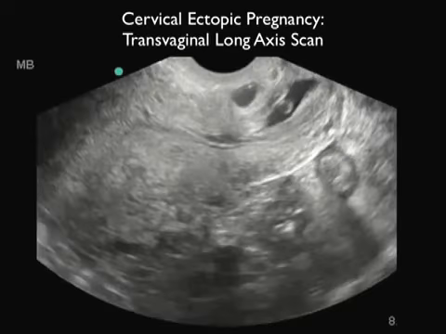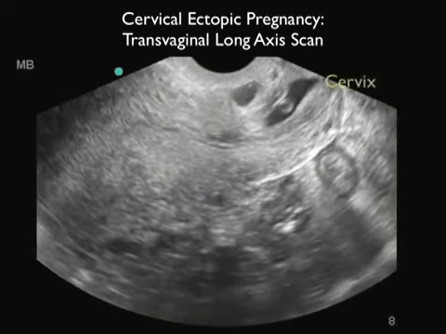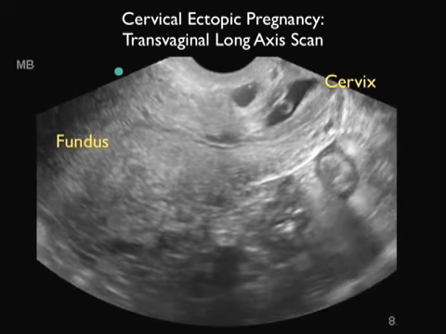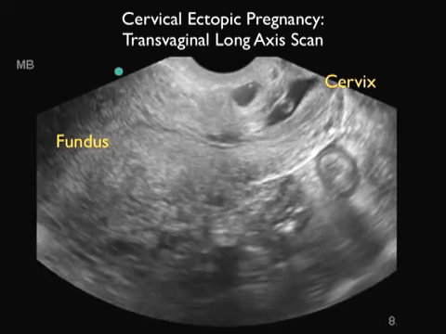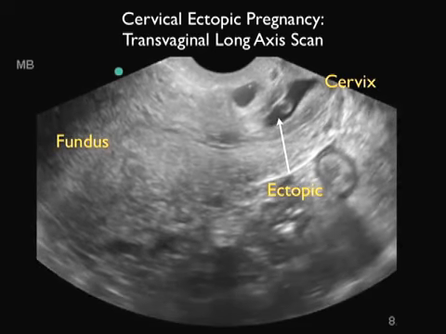Here we're looking at a cervical ectopic pregnancy, or an ectopic pregnancy that's implanted low within the cervical region of the uterus. Again, this will be an ectopic pregnancy as it's not within the fundal location that we defined an intrauterine pregnancy to be located within.